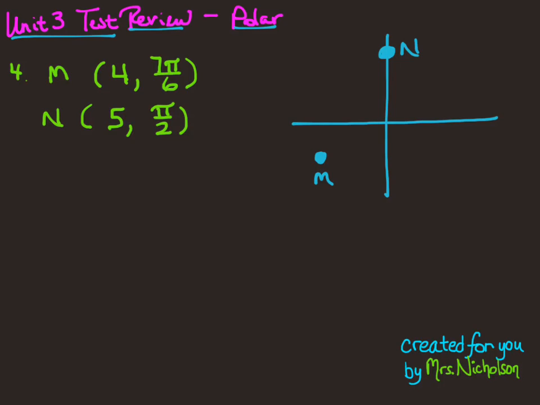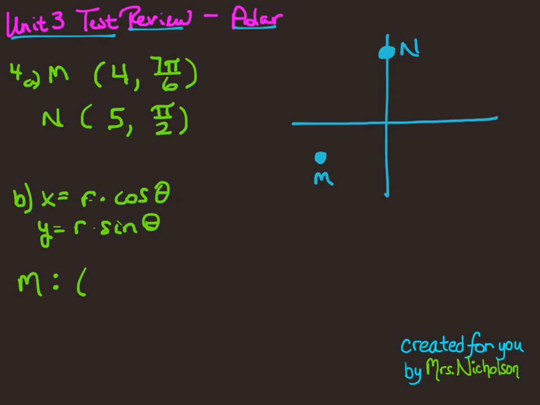Now part B asks us to determine the rectangular coordinates for those same points. If you look in your foldable, you've got some formulas that will help you do this. To find the x coordinate, we're going to do r times cosine theta. And to find the y coordinate, r times sine theta. So let's do that. For point M, my rectangular points are going to be 4 times cosine, and we have the angle in radians, 7 pi over 6.